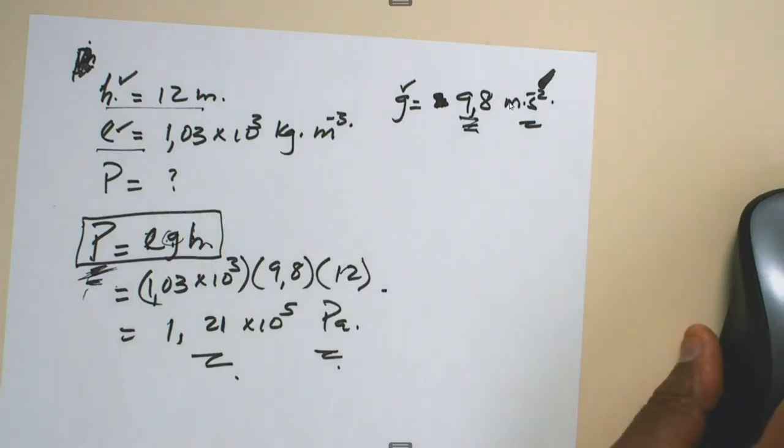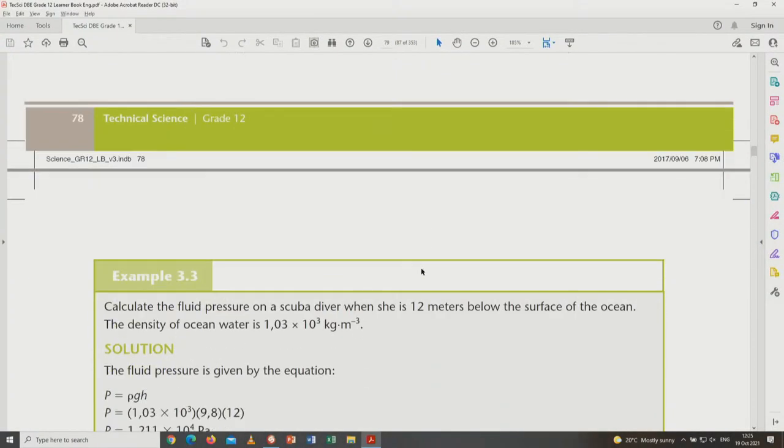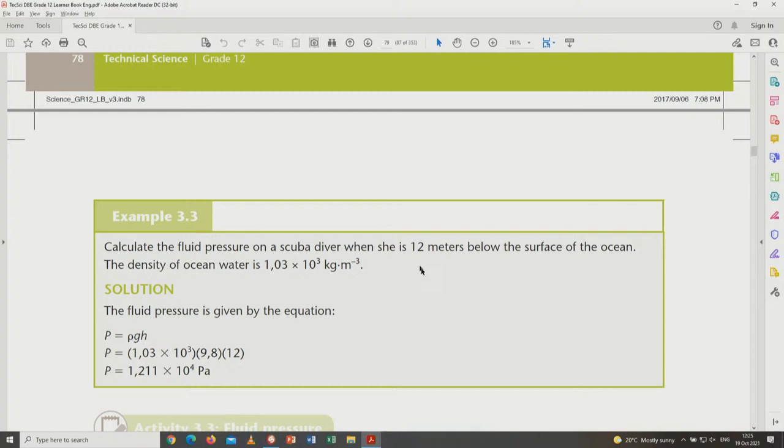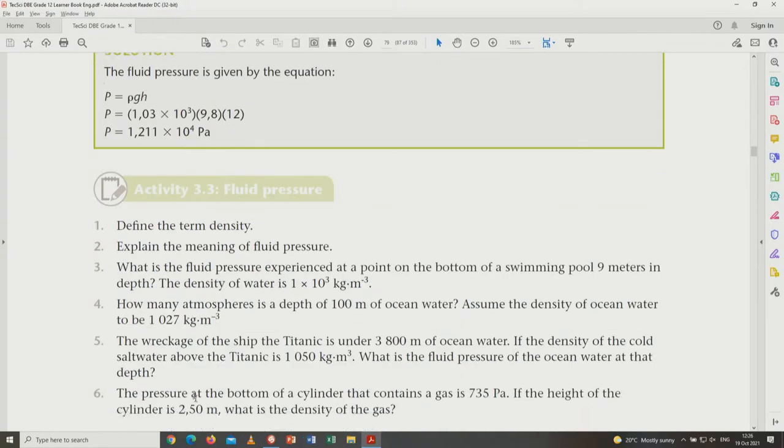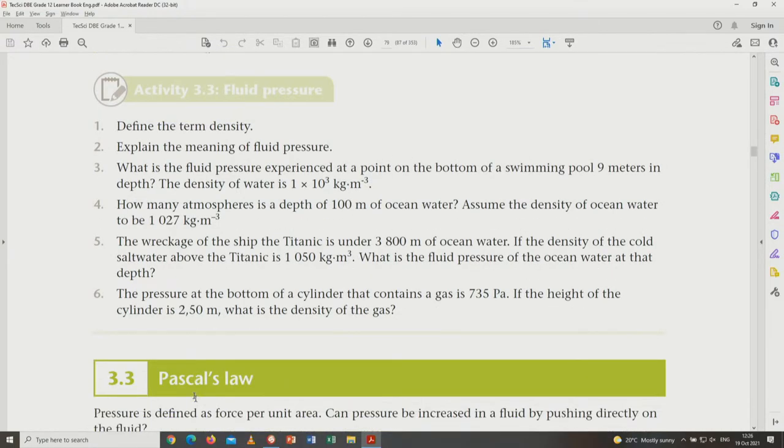Please excuse me if I got this one the other way, but I think it should be that way. I think you'll check. I think it will be the way I got it there. Remember that we are humans. We make mistakes. Yes, it's 1.21 times 10 to the power 5.